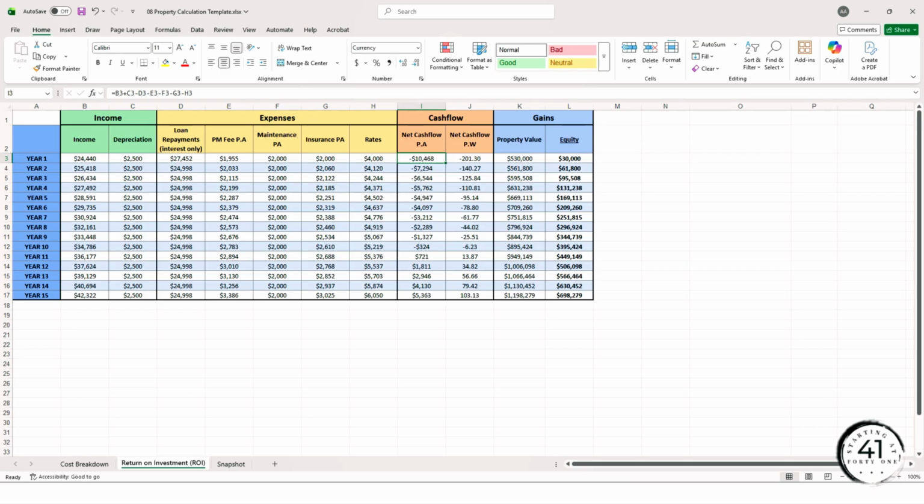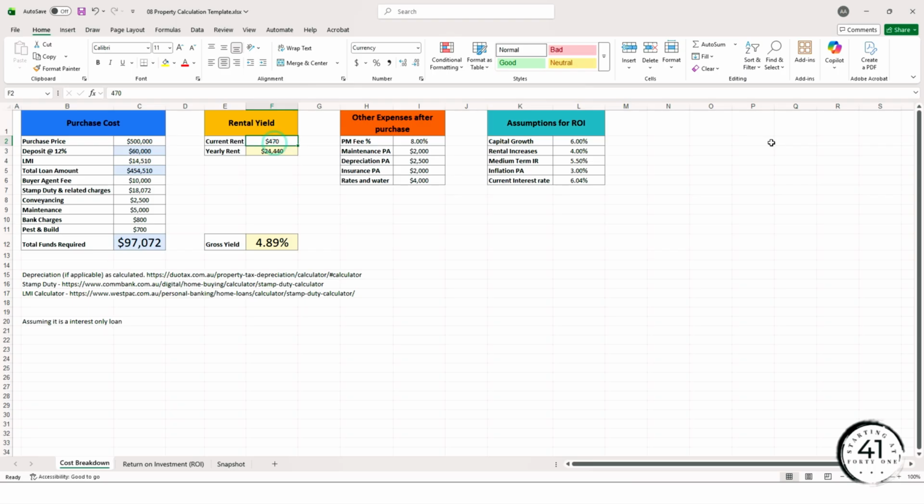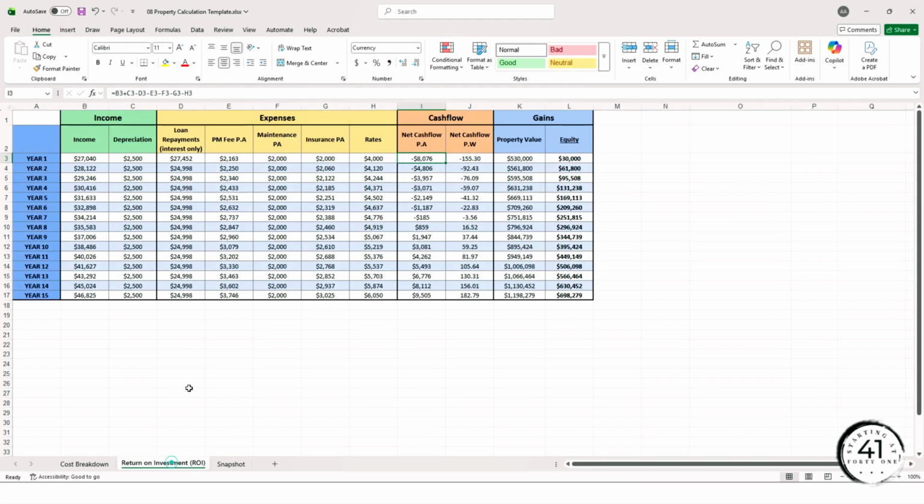property. Now, let's assume the rent has increased to $520 a week. Now, as you can see, this is drastically reduced to $8,000 only. Now, the property value is 530. This is based on the 6% gain, which means you have made $30,000 on this property in year one only.